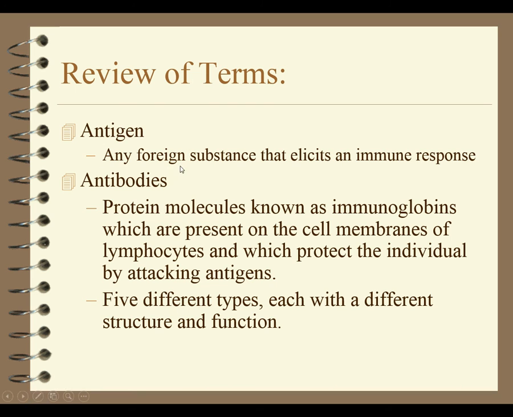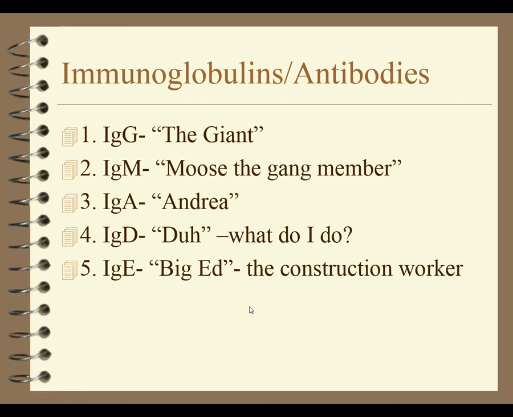All right, review of terms. An antigen is any foreign substance that elicits an immune response. Antibodies are protein molecules known as immune globulins, which are present on the cell membranes of lymphocytes and protect the individual by attacking the antigen. So an antibody attacks the antigen. Now there are 5 different types, each with different structures and functions. I have had the fun of naming these.